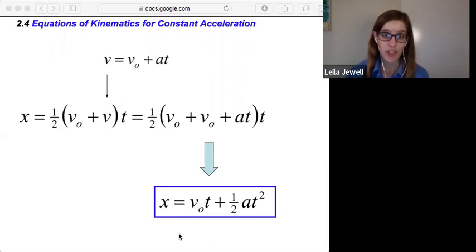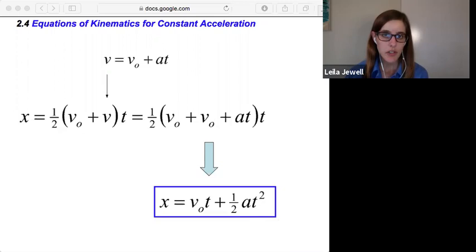This is one of my favorite equations. It tells us that the final position, or the displacement, is equal to the initial velocity times the time, plus 1/2 the acceleration times the time squared. You have to remember that square there. It does matter. And so this one will pop up quite a bit.